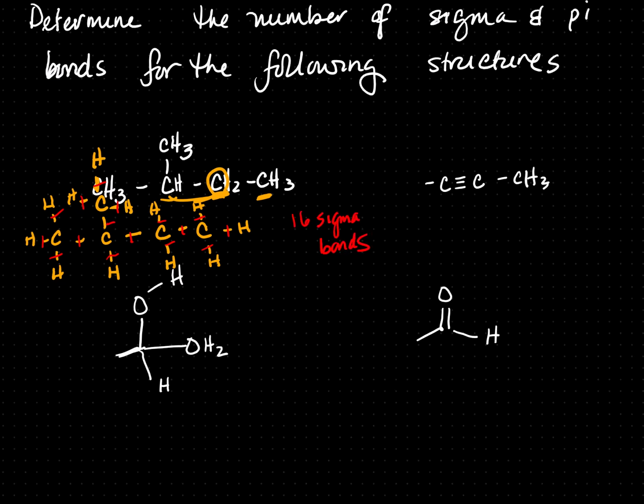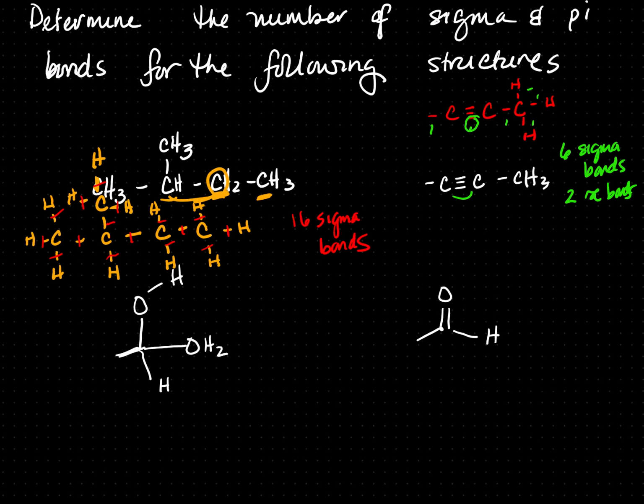If I draw the second structure, it has 5 single bonds. So this is 1, 2, 3, 4, 5 single bonds. So it has 5 sigma bonds plus another sigma bond right here. The first bond is a sigma. So this one has 6 sigma bonds and 2 pi bonds, because this is a triple bond. In a triple bond, the first bond is a single bond, so it has to be a sigma. The last 2 are pi bonds. So this has 6 sigma, 2 pi.